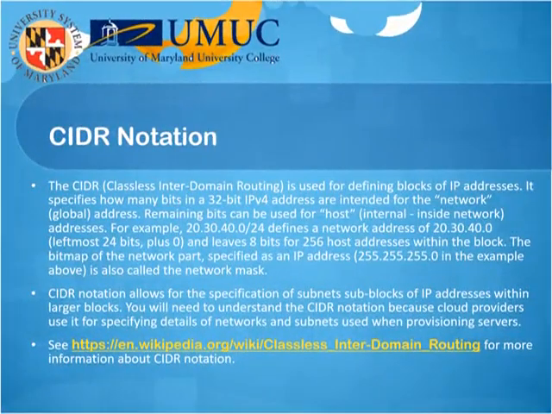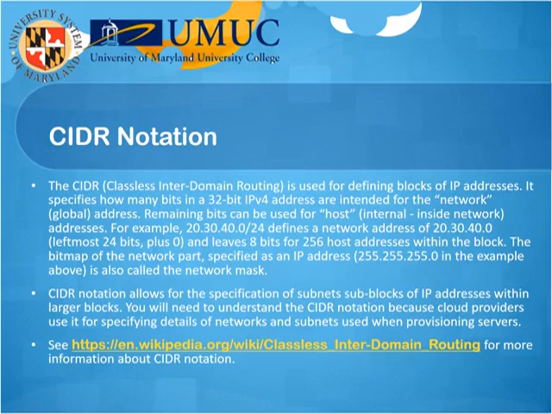CIDR notation. The CIDR notation, which stands for classless interdomain routing, is used for defining blocks of IP addresses. In this notation, the number after the slash specifies how many bits in a 32-bit IP version 4 address are intended for the network or global address. Remaining bits can be used for host addresses which are internal inside the network.